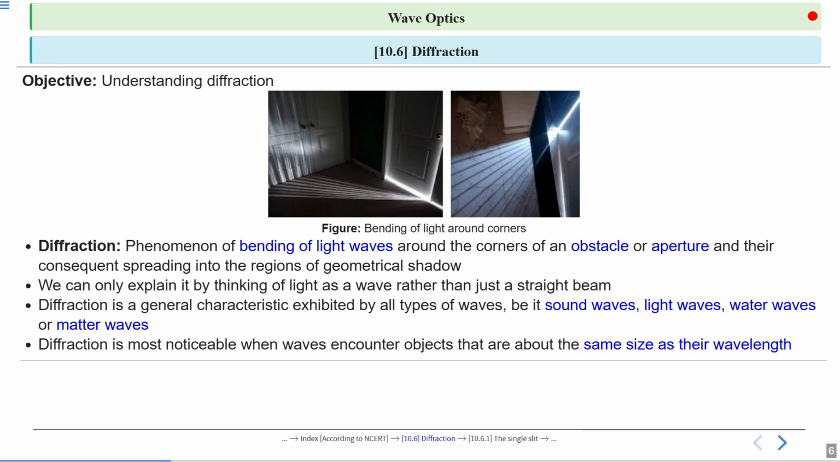So you can see the diffraction pattern more clearly, or diffraction is more noticeable, when the size of the obstacle around which the light is bending, or the aperture, is comparable to the wavelength of the wave of which diffraction is occurring. And if we are taking simple white light for diffraction, then the size of the obstacle or aperture should be comparable to the wavelength of the white light.